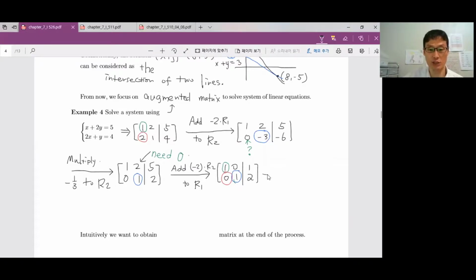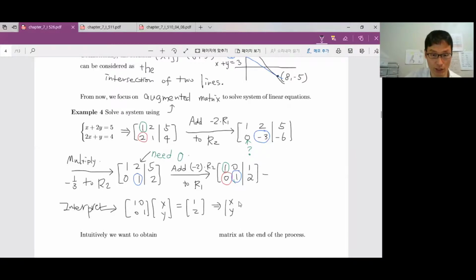That's it. Now you interpret this using x and y. We have 1, 0, 0, 1 times x y equals 1, 2. Now you can write the answer immediately. x y is simply 1, 2. Done.